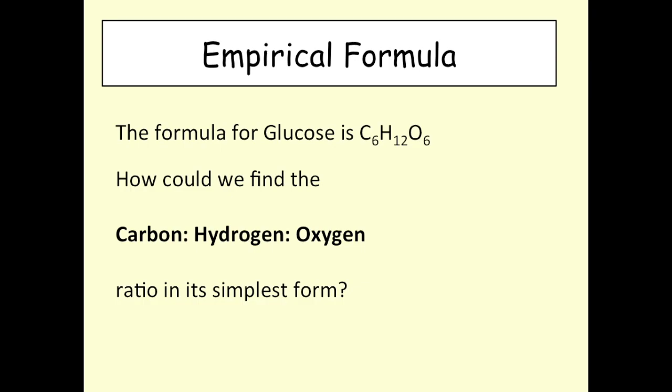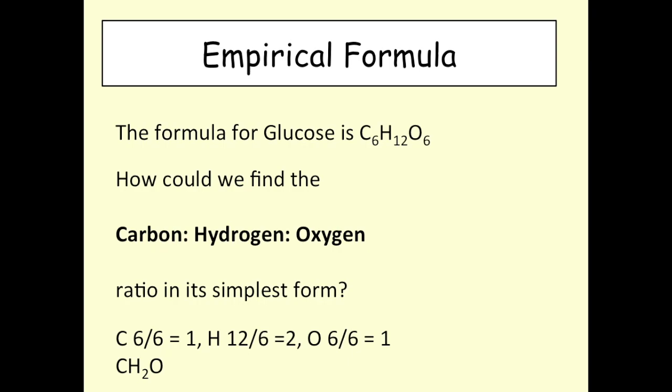Those of you who are more astute could just look at that and do it instantly, but if you're less confident with this, the procedure you need to follow is to divide through by the smallest number in that formula. So the smallest number in that formula is 6. So we're going to divide all those numbers through by 6, and that will give us the ratio in its simplest form. So looking at the first one, carbon, 6 divided by 6 is 1.